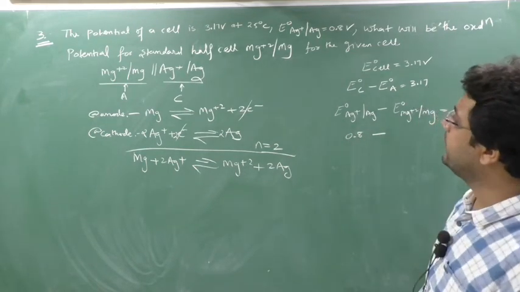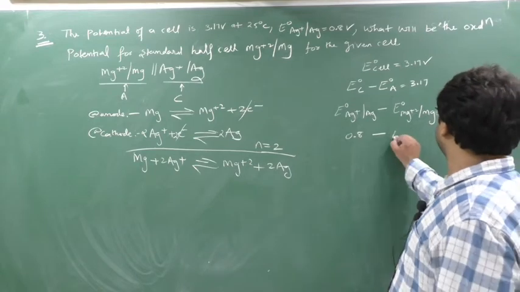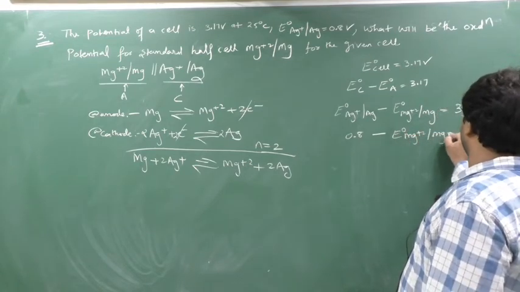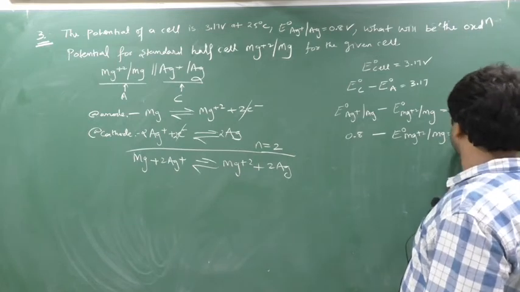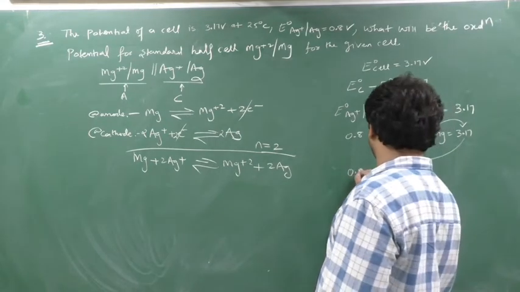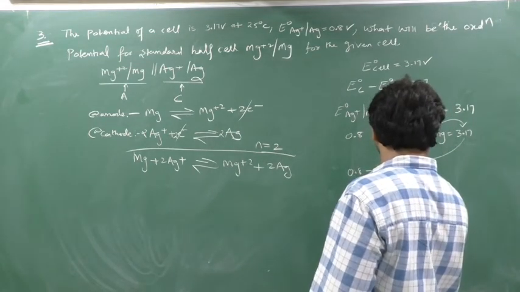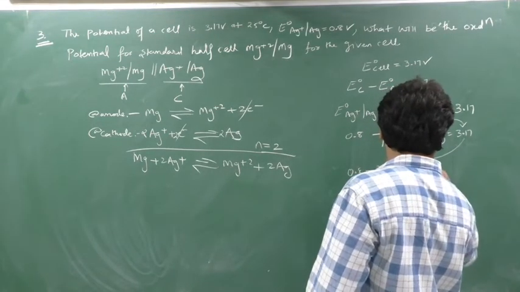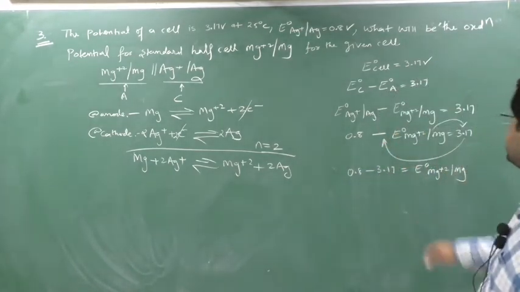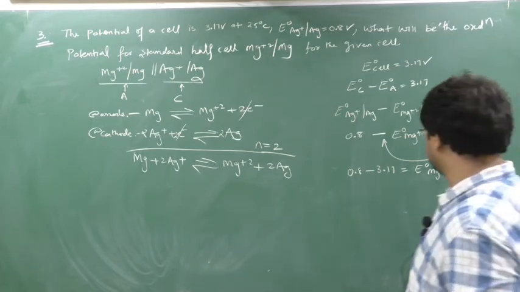What is the magnesium value? You have to find out. E0 Mg+2/Mg equals 3.17. So this will come here, this will go. So 0.8 minus 3.17 equals E0 Mg+2/Mg. Clear? The sign will become plus minus minus, and the bigger number's sign.